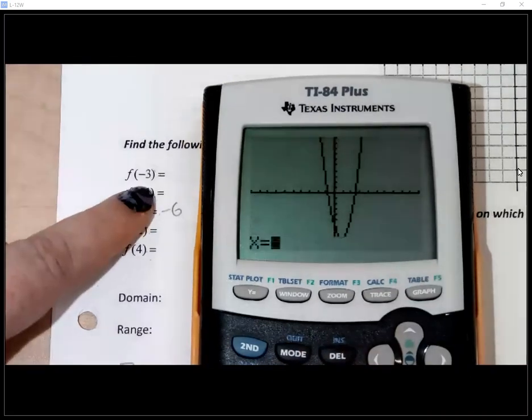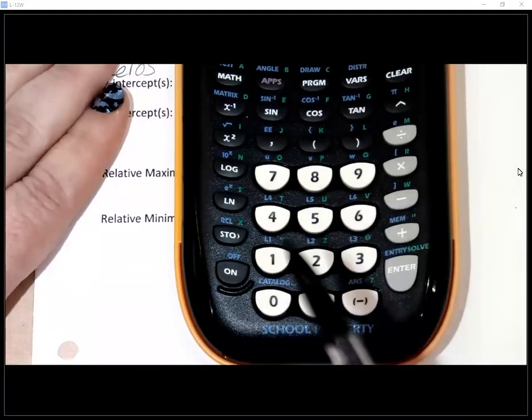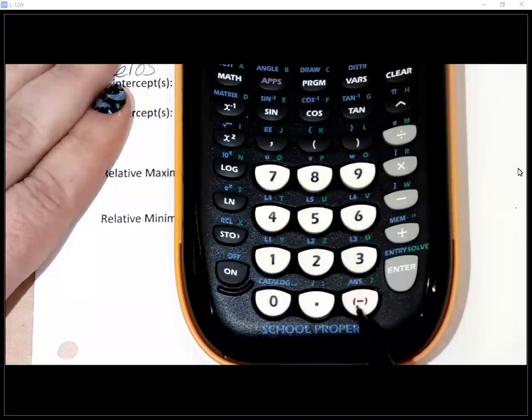Oh, the first one. Don't you read that as -3? That's a sign to you that you have to use the negative button. It's different than the minus button. Where's the negative button? It's underneath the 3. That's the negative button. Yes.